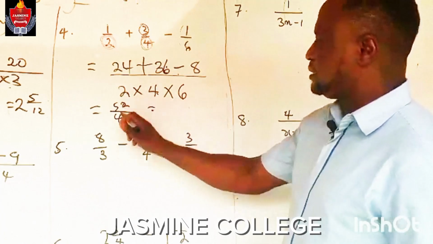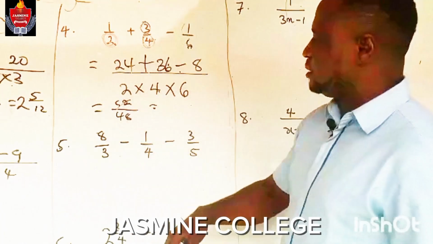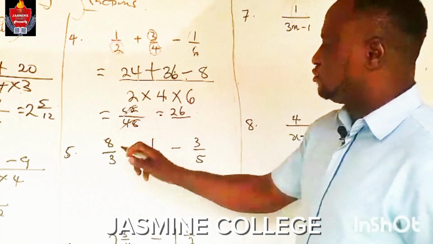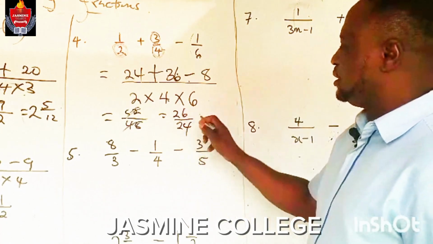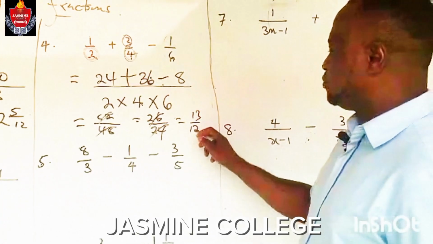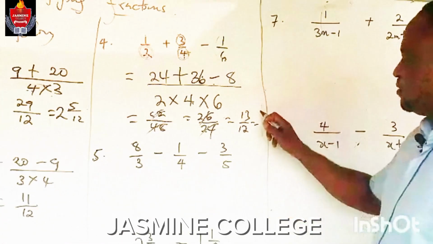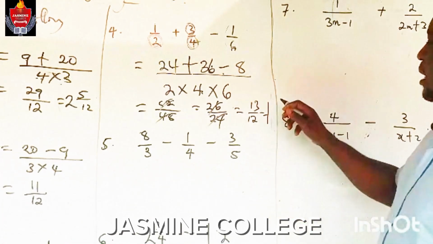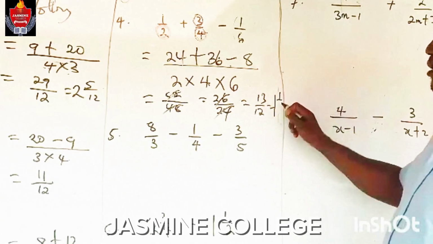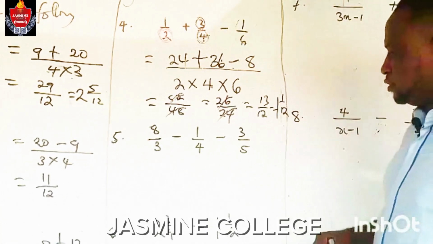Of course, this is highly reducible. 2 can go into both. 2 goes into 52 26 times, and 2 goes into 48 24 times. 2 can still go, you have 13. 2 can still go here, you have 12. 13 over 12 is an improper fraction, so make this a mixed number. So 12 gets into 13 once with a remainder of 1. So we have one whole number, 1 over 12.